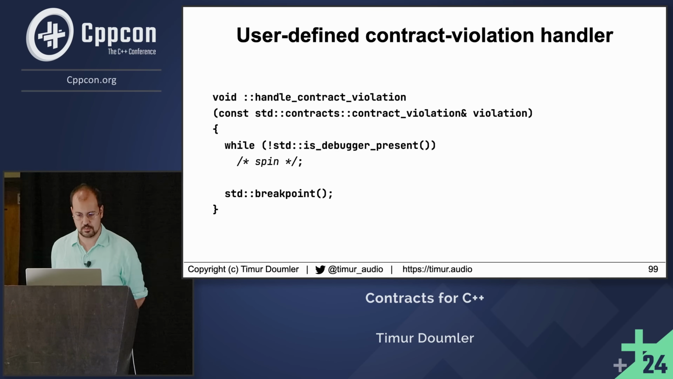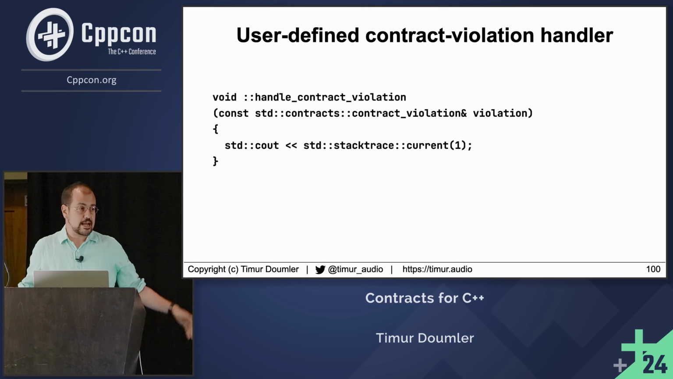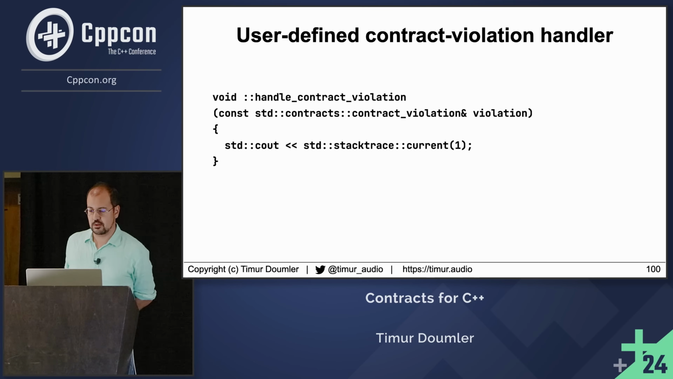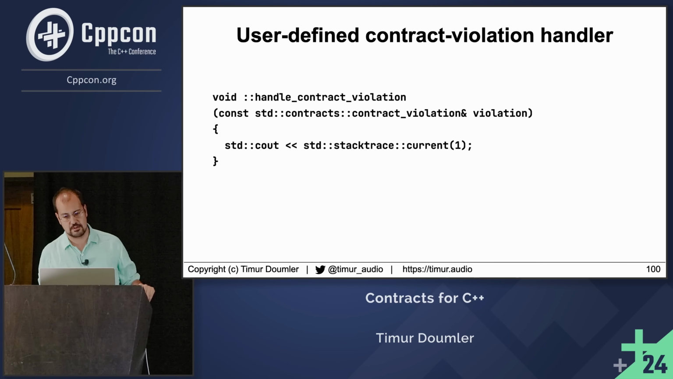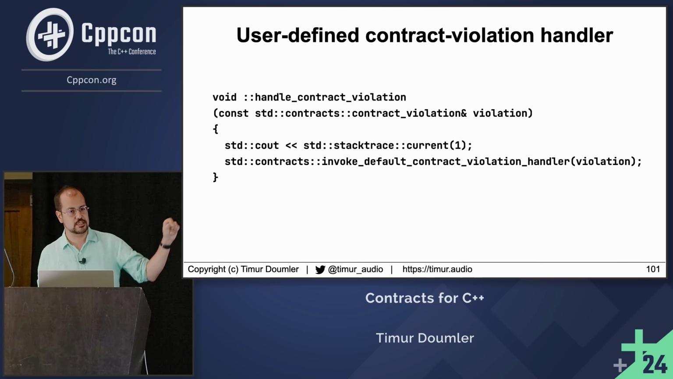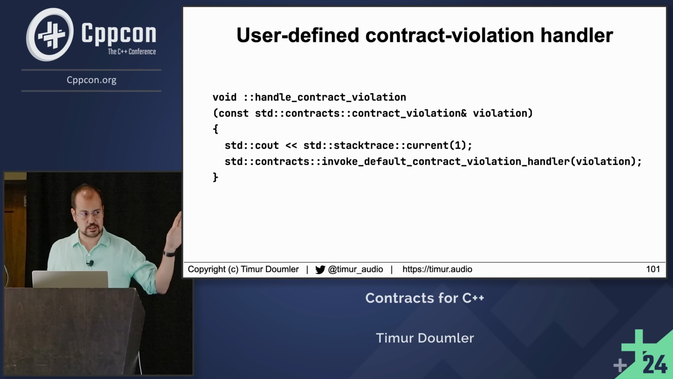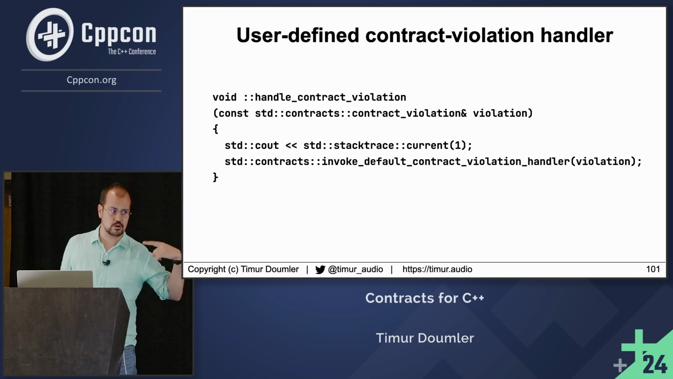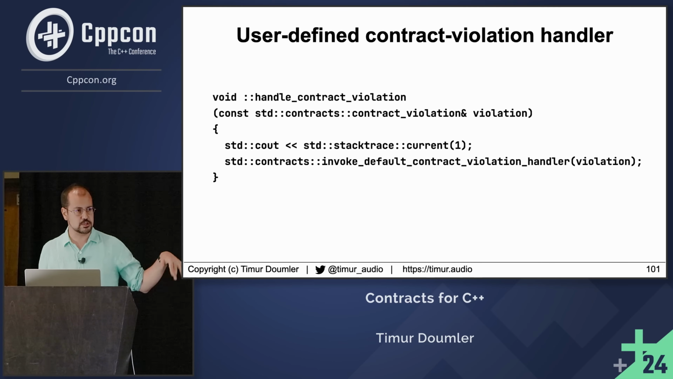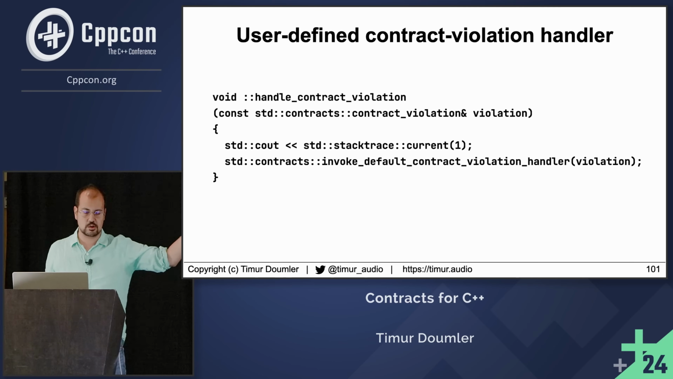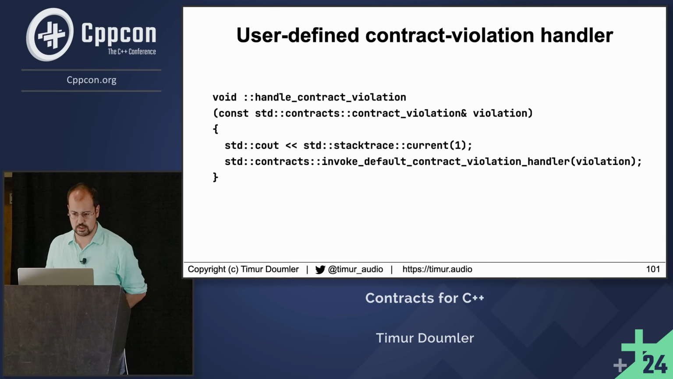I've seen this in code bases. You can print a stack trace. You can really do whatever. You can also print a stack trace or do whatever, and then fall back to the default violation handler afterwards. So there's a special function, invoke default contract violation handler, which will call the default one, which you can optionally invoke from your custom one. And that's going to do the log and terminate thing, if that's what you want.